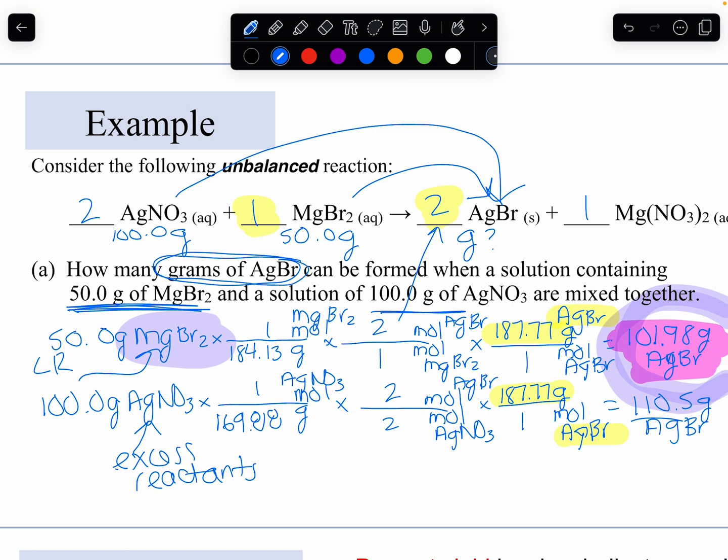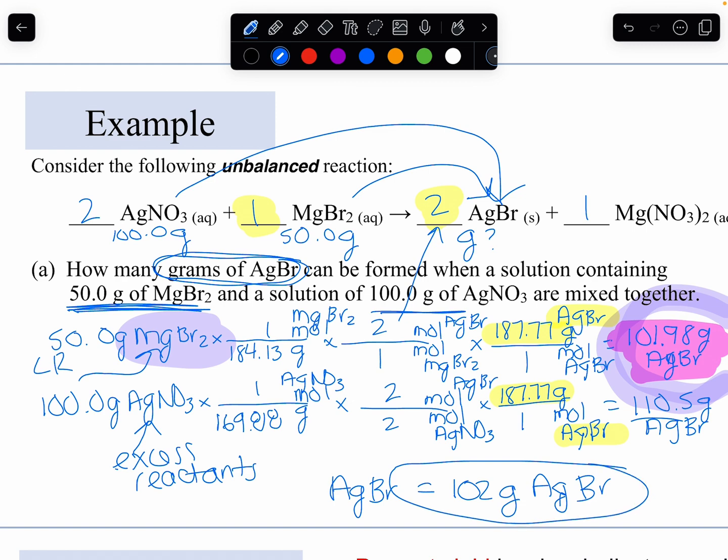Okay? We still need to answer this question. How many grams of AgBr? So AgBr is going to be your lesser amount. So I'm going to actually round that to sig figs and make that 102 grams. Okay? So not only do you have to do this work, you have to answer your final question.